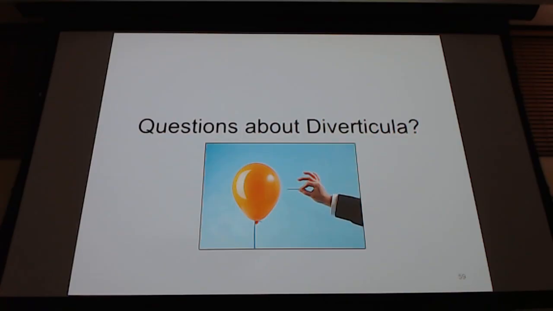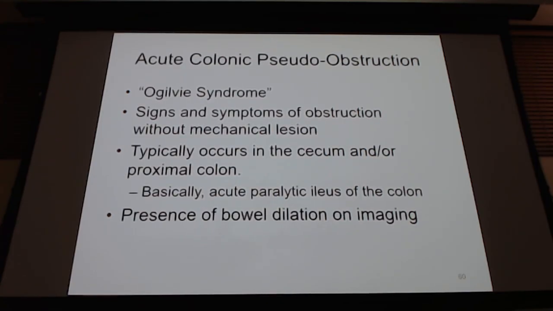Questions on diverticular disease? Again, number 1, lower GI bleed. Now we have this pseudo-obstruction, Ogilvie syndrome. So obstruction without a mechanical lesion. There are causes for this, we'll get into that. So basically it's a paralytic ileus. Where's that? Cecum and proximal colon. So cecum and ascending colon. We can see some dilatation on imaging.